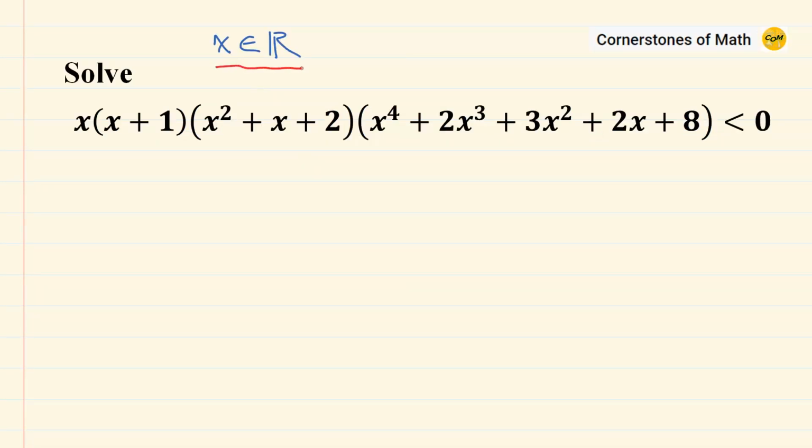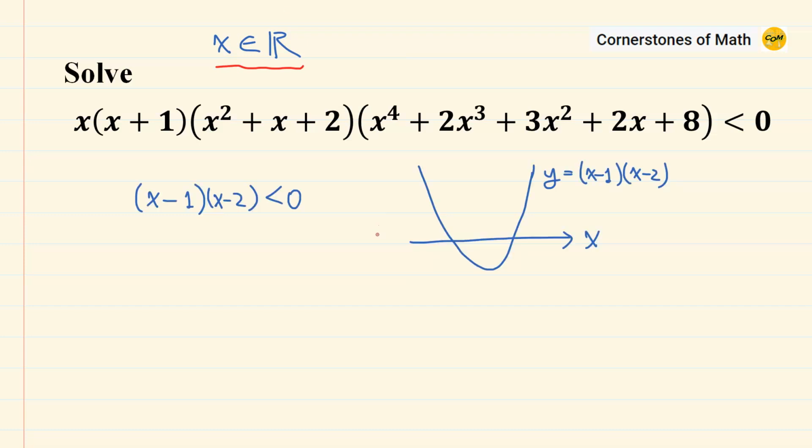So now x is a real number, and you have to solve the inequality: x plus 1 times x squared plus x plus 2 times x to the power 4 plus 2x cubed plus 3x squared plus 2x plus 8 less than 0. Now let's review some fundamentals here.